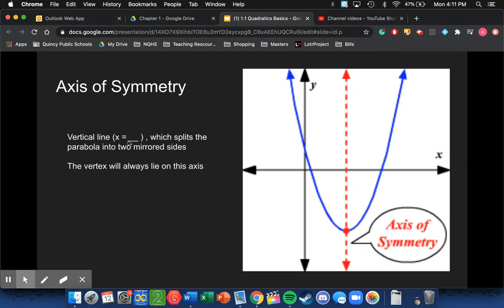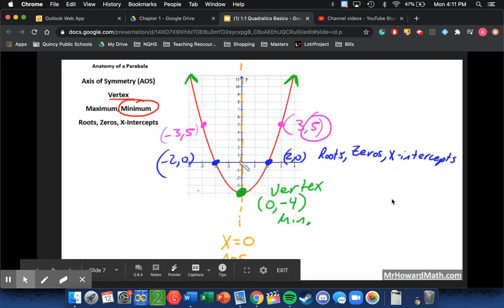The axis of symmetry is a vertical line, so it's important to remember it's always written as x equals something, because what does every point on this dashed line have in common? It's at the same horizontal position. I can go up or down it as much as I want. And the vertex, like we said, is always going to be somewhere on that line.